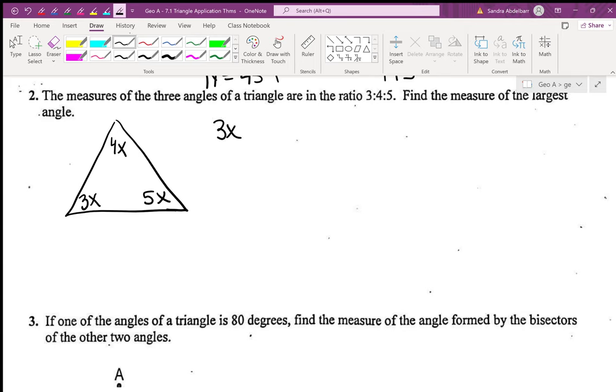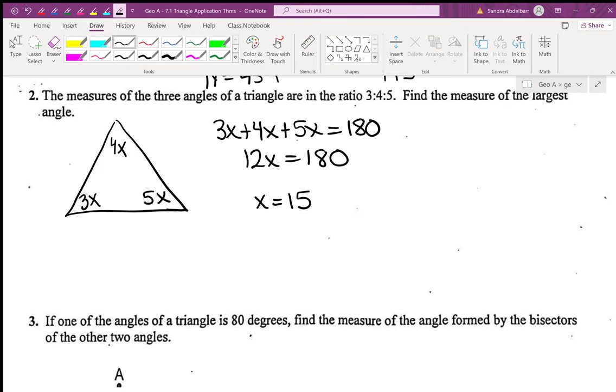You got it. If you add up all the interior angles in a triangle, the sum is always 180. So we're going to have 3x plus 4x is 7x plus 5x is 12x. Anybody divide this? What do we get? 15, thank you.